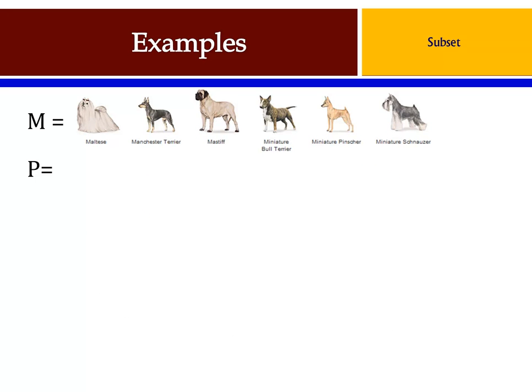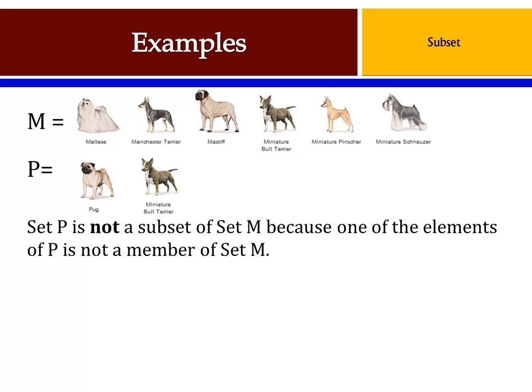Here's our set M. Once again, our set M is a set of all the dogs whose names begin with the letter M that are recognized by the AKC: Maltese, Manchester Terrier, Mastiff, Miniature Bull Terrier, Miniature Pinscher, Miniature Schnauzer. Our set P is a Pug and a Miniature Bull Terrier. Set P is not a subset of set M because one of the elements of P, that is the Pug, is not a member of the original set M.